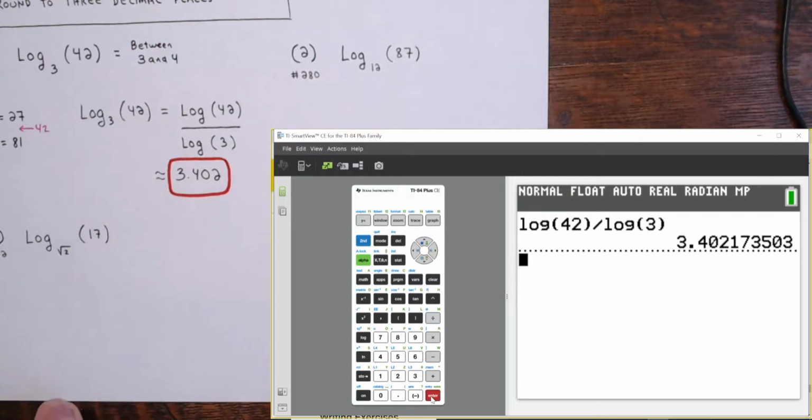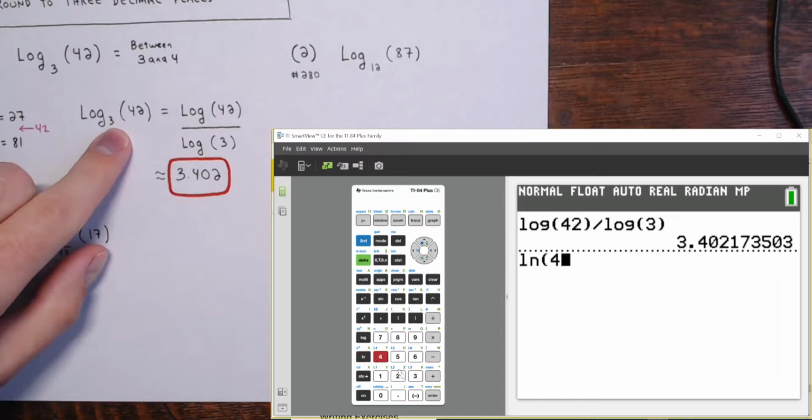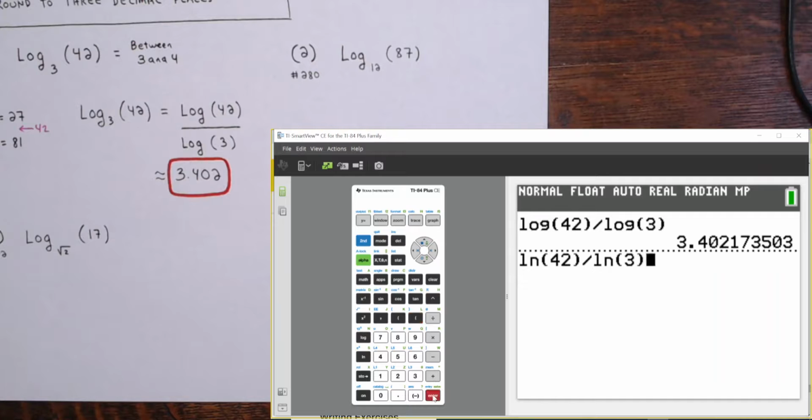Now, like I said, it doesn't have to be log base 10. You can change the base to any base you want. So instead of the log base 3 of 42, I could have done the natural log of 42. But then again, you've got to also divide by the natural log of the original base. And what you're going to notice here is that this gives me the same value, 3.402. And like I said, it doesn't matter what base you change it to.